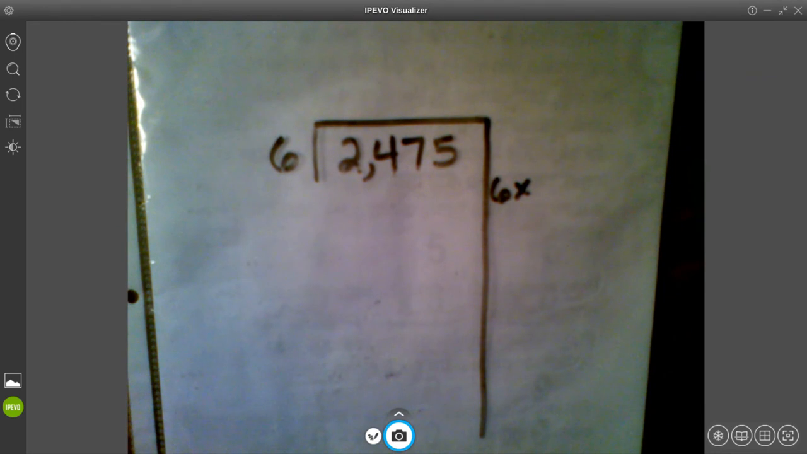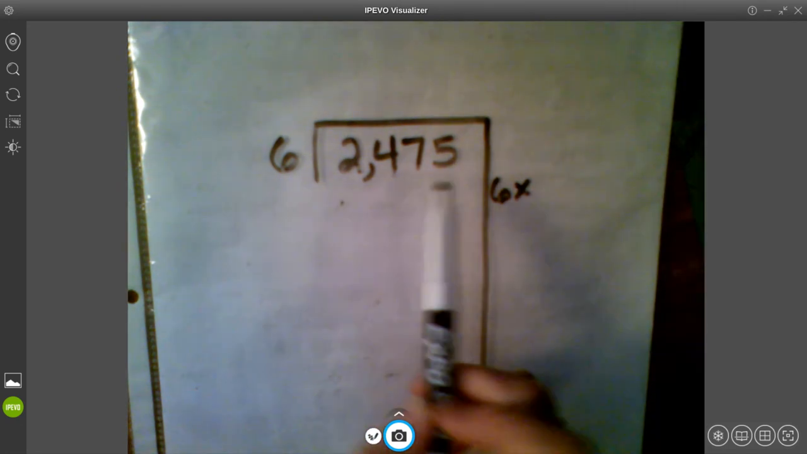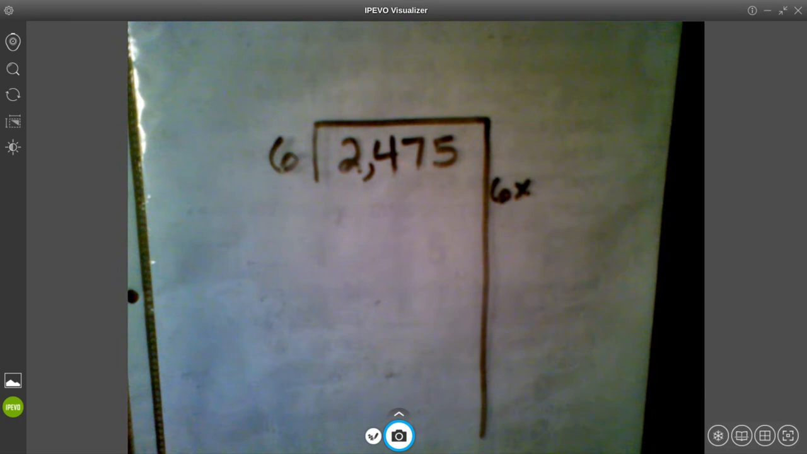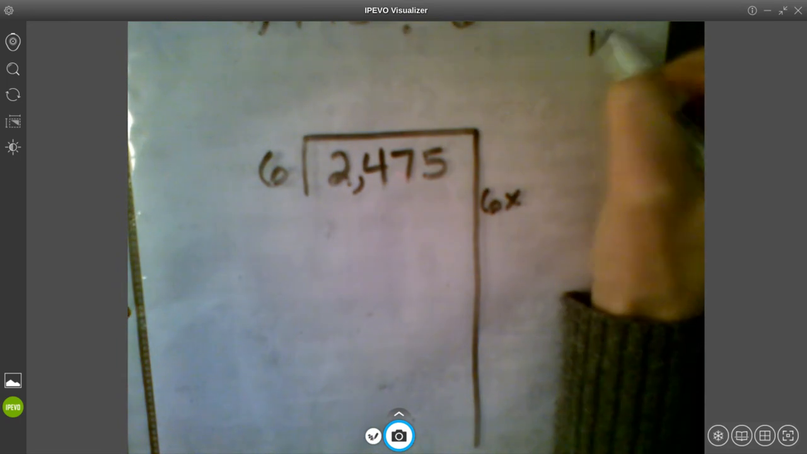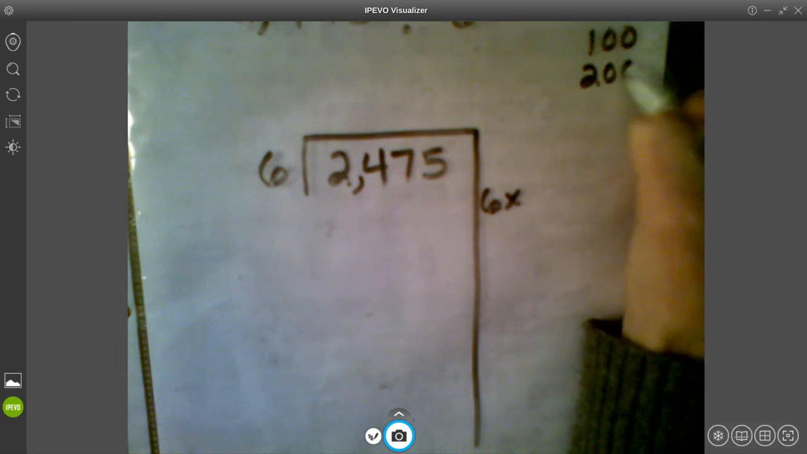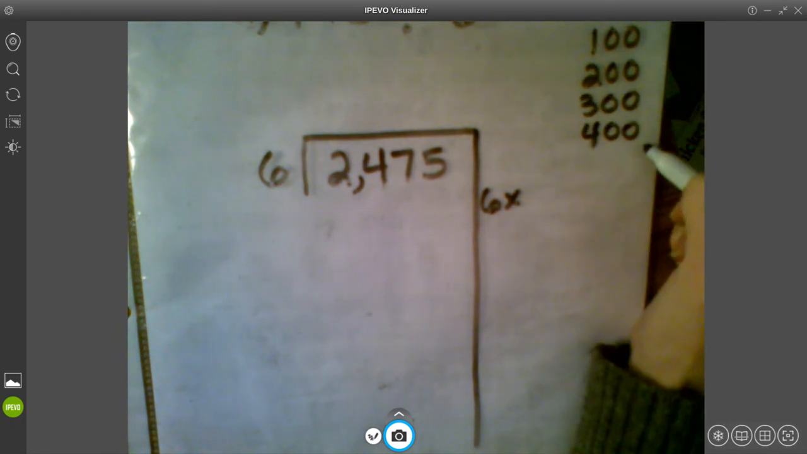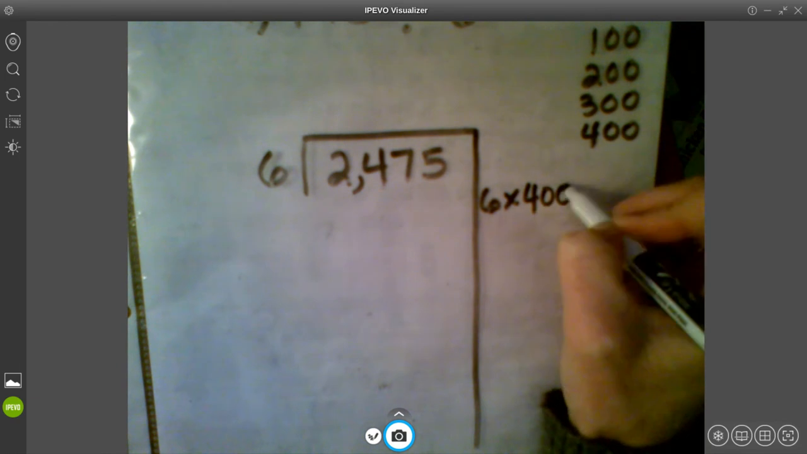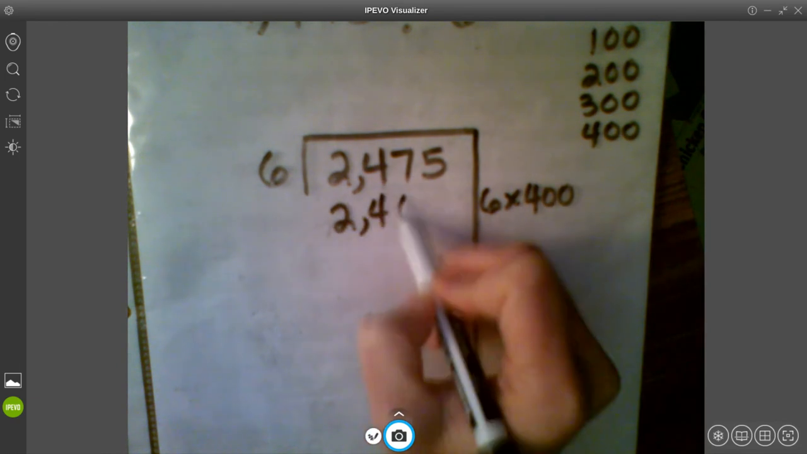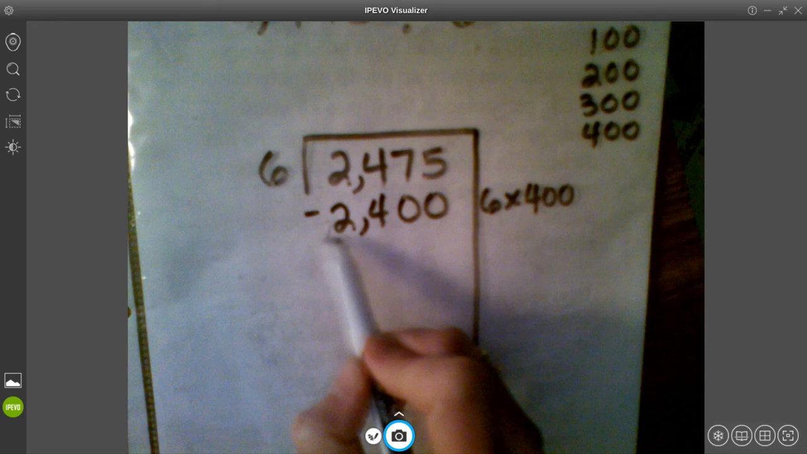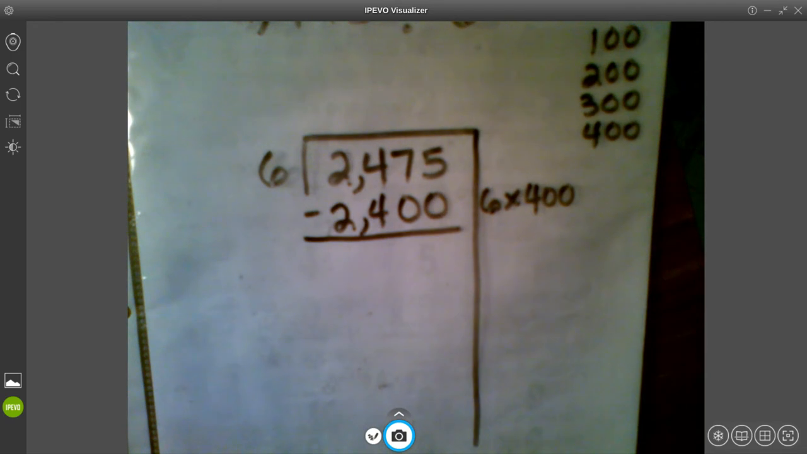6 times 300 is 1,800. 6 times 400 is 2,400. That's really close to 2,475. So I was kind of going through. I did 6 times 100, 6 times 200, 6 times 300, and then I went to 6 times 400, and that one was helpful because that got me really close to my dividend without going over. So we write that underneath.